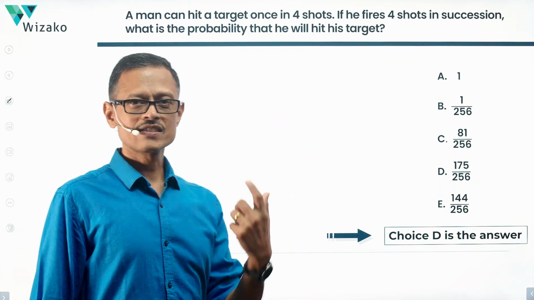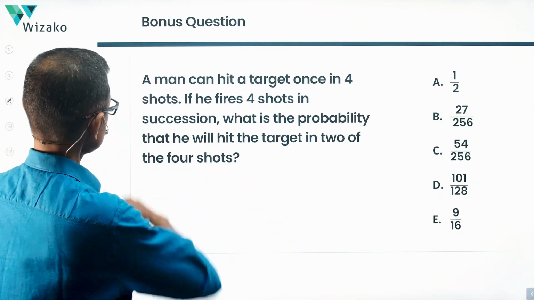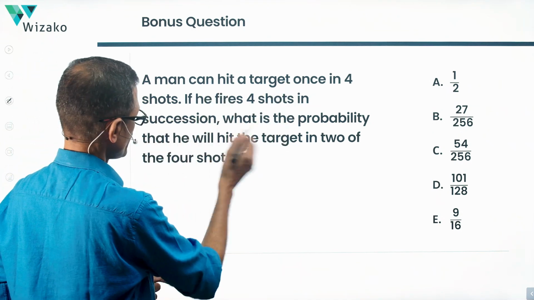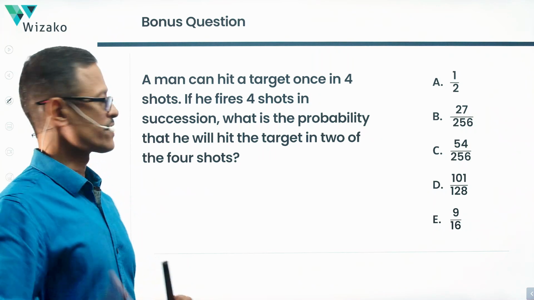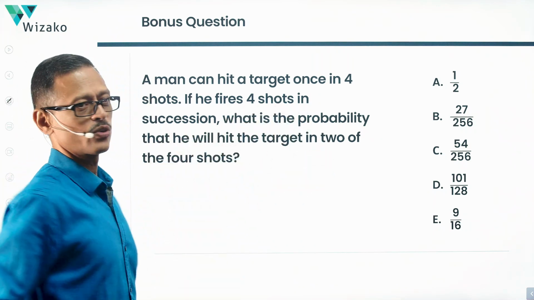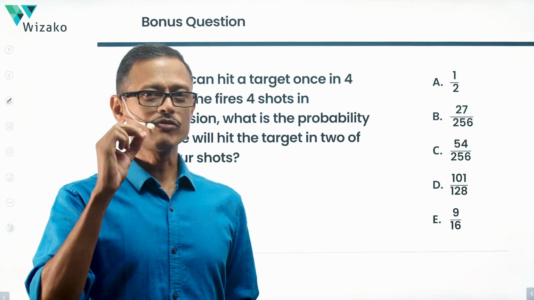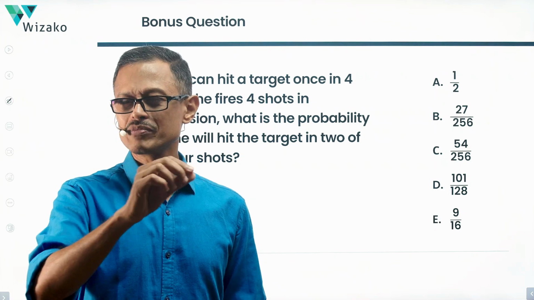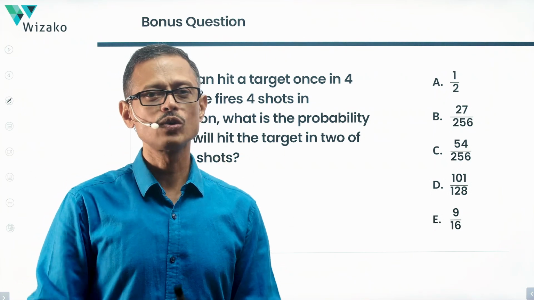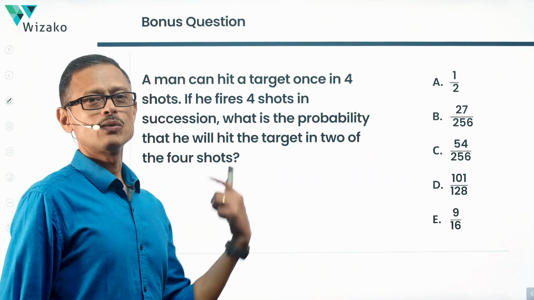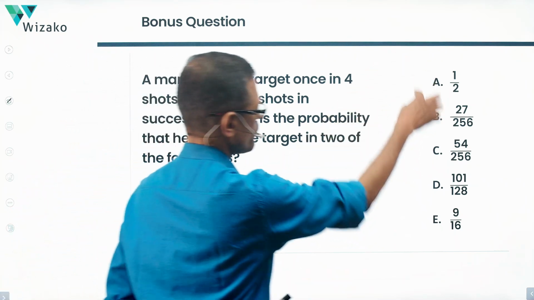As I promised, here is a bonus question for us. A man can hit a target once in 4 shots. If he fires 4 shots in succession, to this point everything is the same. What is the probability that he'll hit the target in 2 of the 4 shots? 2 of the 4 he should hit the target. What is the probability of getting that done? So it could be 1, 2, 3, 4. Any combination of 2 of the shots he should basically hit the target. What is the probability of achieving that? These are the 4 answer options.